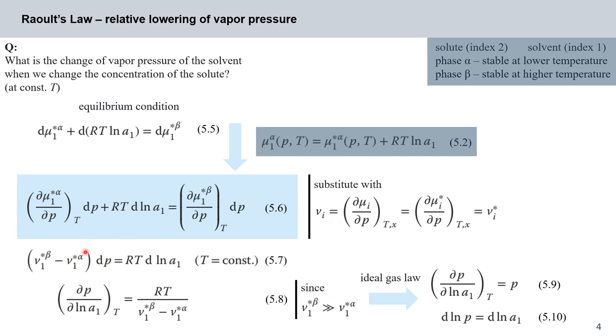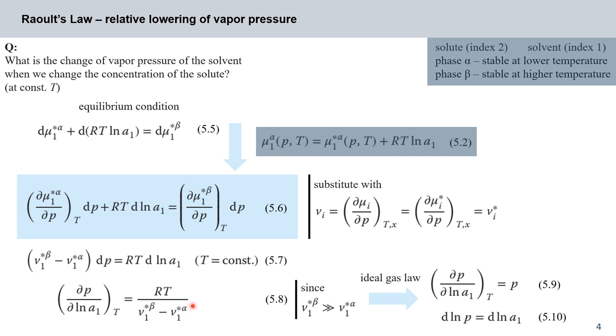And this will give us our equation 5.7. Remember the substitution we're doing here from lecture 7. The differential quotients we're using here can be derived, like all other quantities, from the four characteristic functions. So we get V1 star beta minus V1 star alpha dp equals RT d ln A1 at constant temperature. We can solve this now as delta P over delta ln A1 at constant temperature equals RT over V1 star beta minus V1 star alpha.